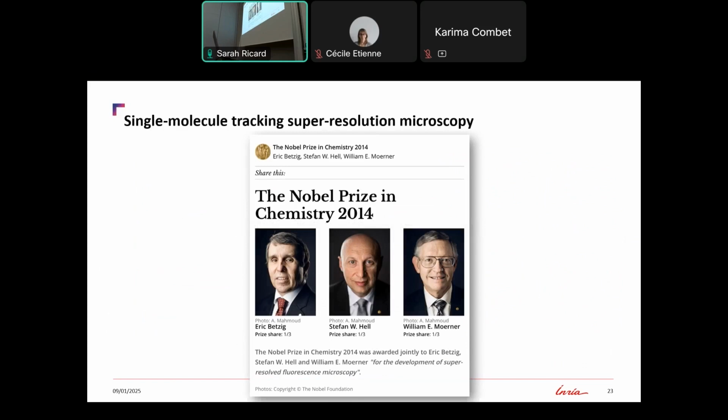In 2014, 10 years ago. And the Nobel Prize was for the discovery of single molecule tracking, or at least super resolution microscopy. And I will go quickly on how they did. It's a microscopy technique that allows you to image single proteins, one protein, in living cells. So not dead cells, but living cells. So how do you do that?